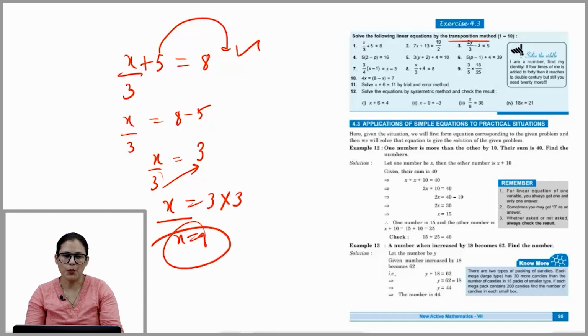Right. Next, 4.3, application of simple equations to practical situations. Here, given the situation, we will first form the equation corresponding to the given problem and then we will solve that equation to get the solution of the given problem. Okay. Example 12. One number is more than the other by 10. Their sum is 40. Find the numbers.